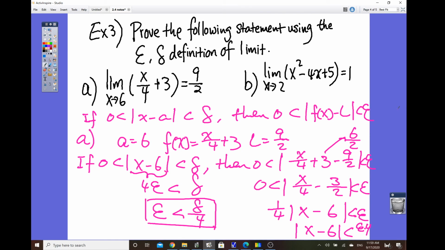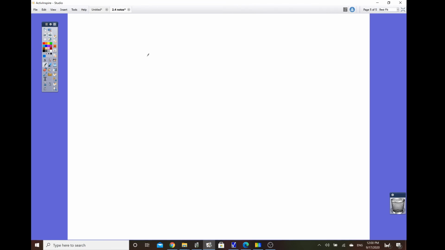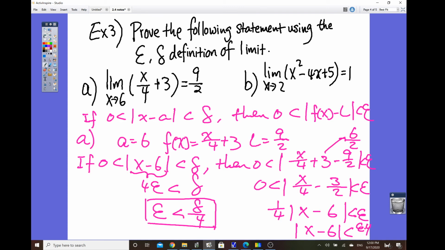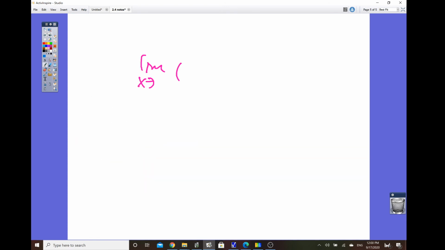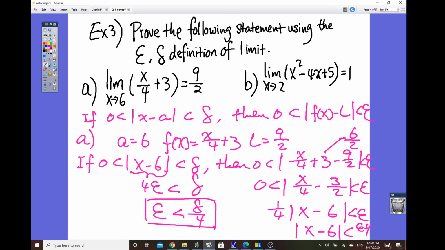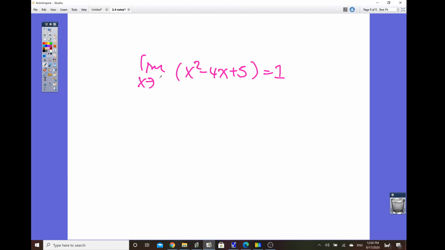So now let's try part B right here. So the limit, let me just put it in for the next slide. The limit of the quadratic function, let's see what that is. It's x squared minus 4x plus 5, equals 1, and the value of x is 2. Okay, so making sure that everything is all correct here.